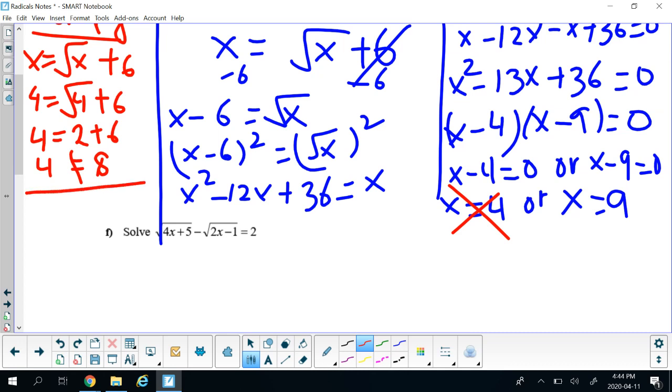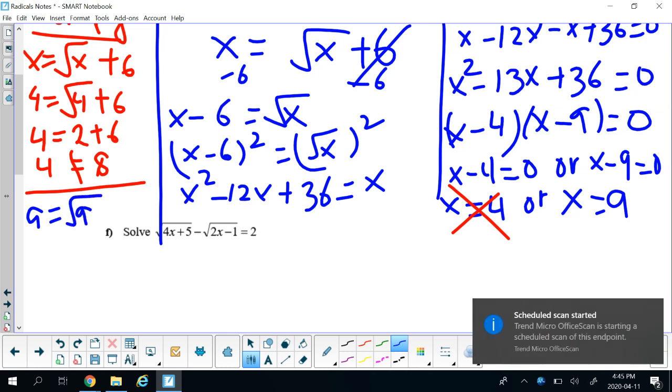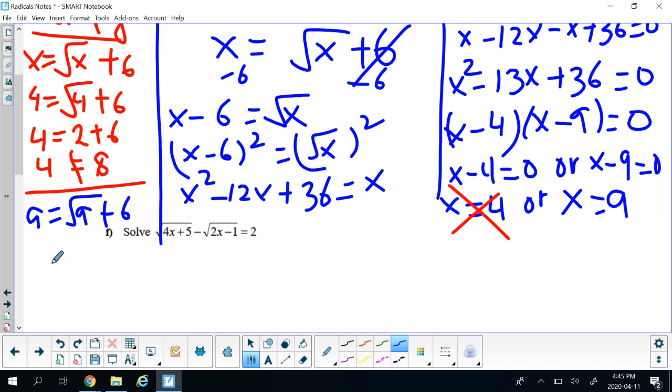Let's verify our x equal to 9 also. Square root of 9 is 3. Left side is equal to right side here because left side we have 9 and right side also we have 9. So it means that x equal to 9 is the solution of this equation.